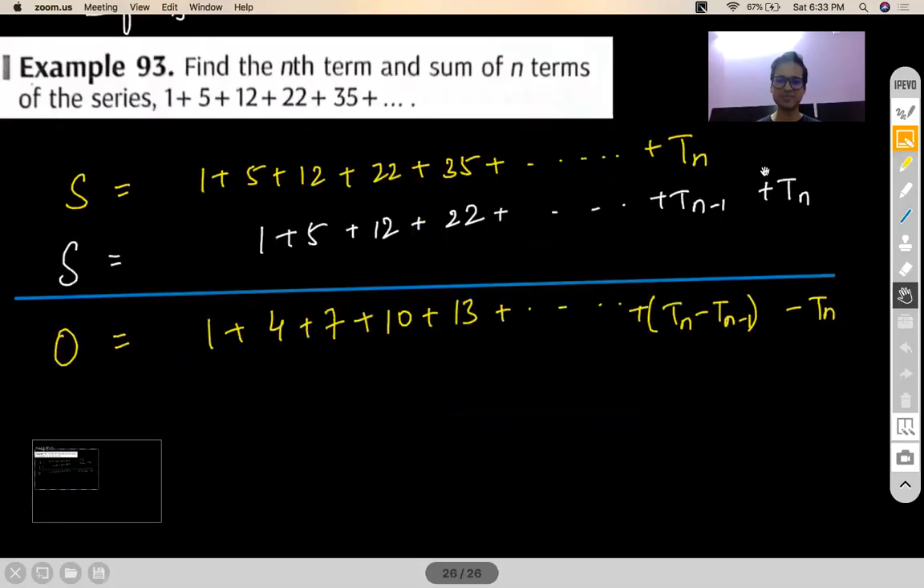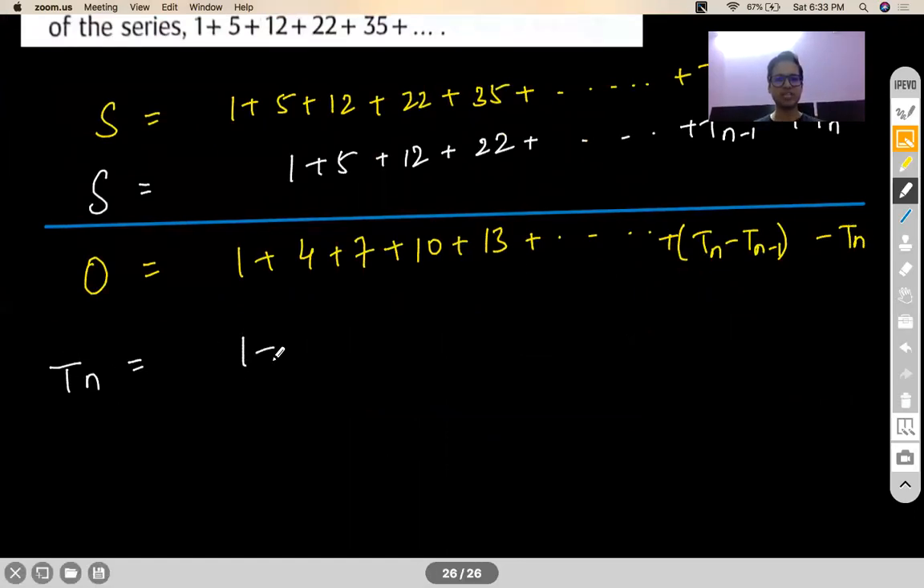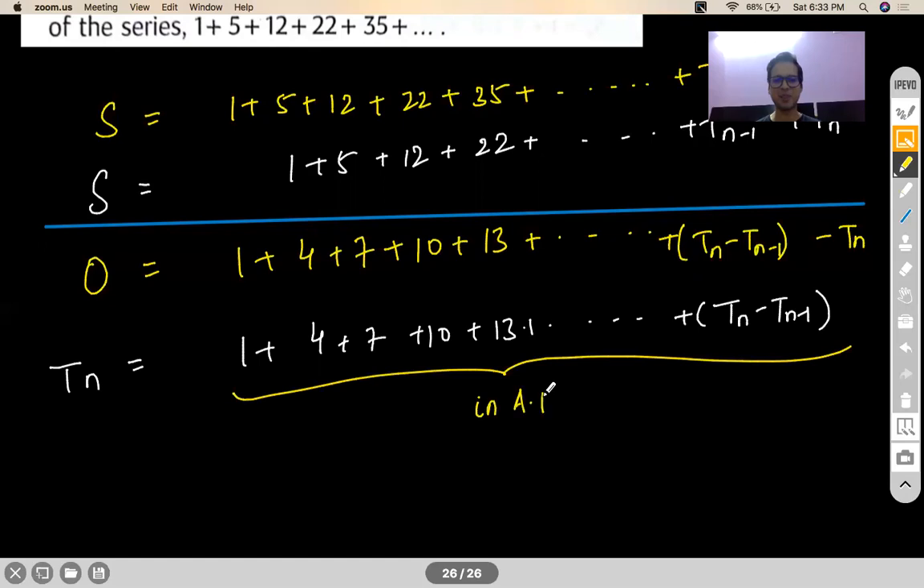Okay. Now, this last tn that you see, you take it to the left. So you have 1 plus 4 plus 7 plus 10 plus 13 till tn minus 1. Now you can observe here that these are terms in arithmetic progression, isn't it? So it's very easy to sum it up.